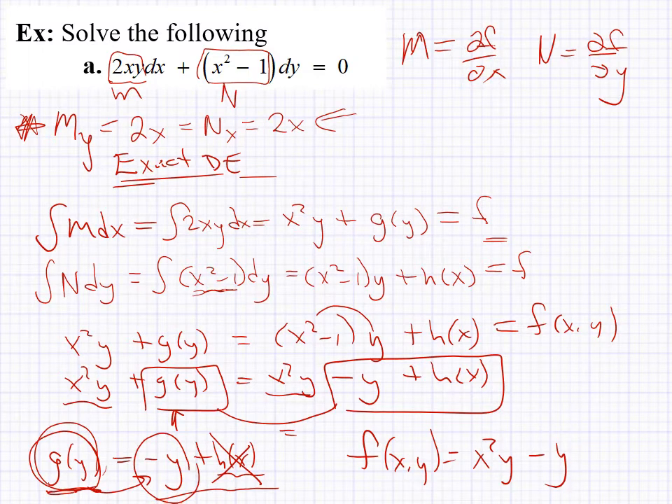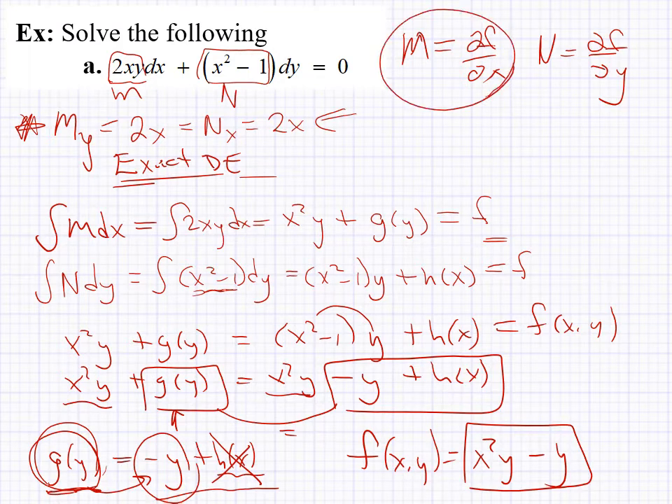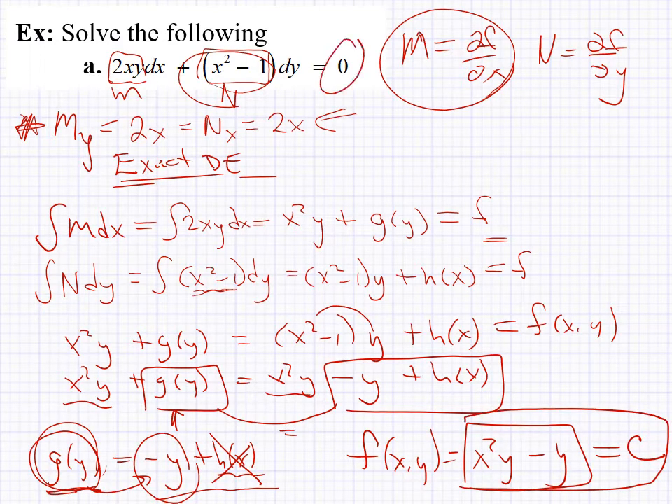And if you want to double check that, now go back and take the derivative of this with respect to x. You'll see you're going to get m. Take the derivative of that same thing with respect to y. You see you're going to get n. And therefore, the solution should then be that equals c. Mixing in this right-hand side of 0 into the whole process, there's your solution to your differential equation.